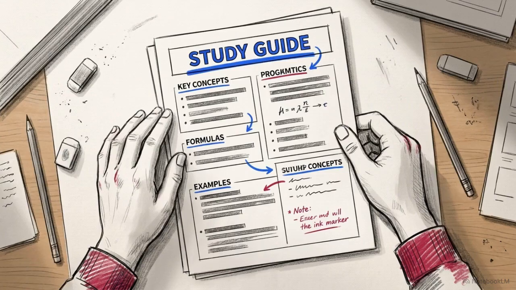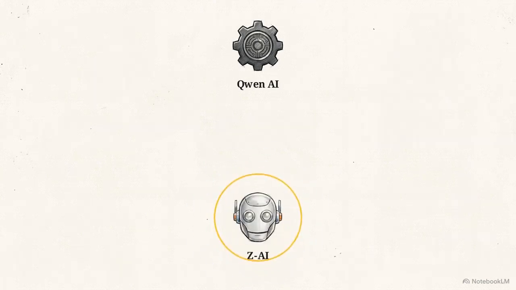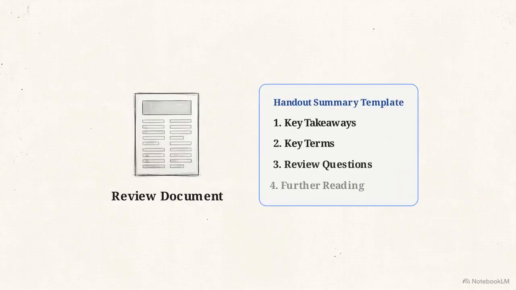With the lecture materials built, we turn to the student takeaway. Start by pasting your completed slide outline into Qwen AI and ask it to extract a concise glossary of the key terms discussed. Next, take that glossary and your slide outlines over to ZAI. Use the handout summary template to synthesize everything into a polished review document.